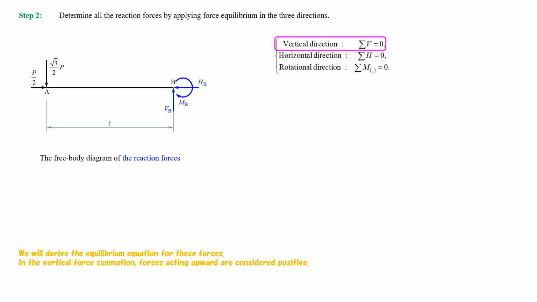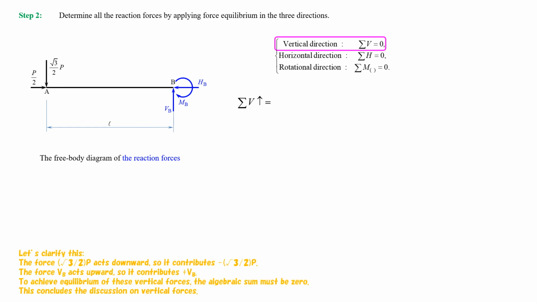We will derive the equilibrium equation for these forces. In the vertical force summation, forces acting upward are considered positive. Let's clarify this. The force, the square root of 3 divided by 2, multiplied by P, acts downward, so it contributes minus the square root of 3 divided by 2, multiplied by P. The force VB acts upward, so it contributes plus VB.